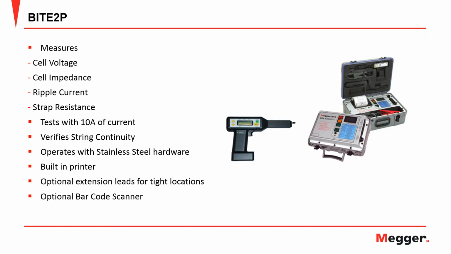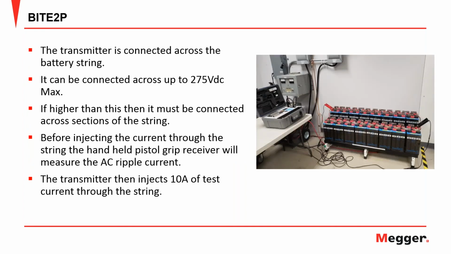The way this works is it's a two-piece system: a transmitter and a receiver. The transmitter is connected across the entire battery string. It can be connected across up to 275 volts DC. If your string is higher than that, you just connect it across pieces of the string that are under that, and you don't have to segment the string. Before you start testing, the receiver is going to ask you to put a current clamp on, and it's going to show you the ripple current going through the battery string. And then you'll get the 10 amps injected through the string.